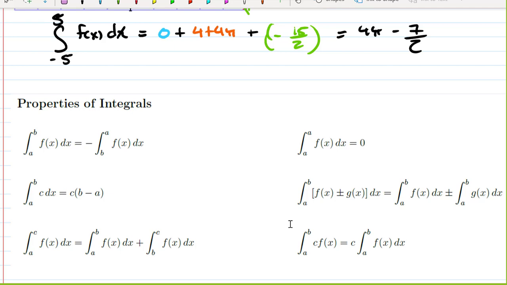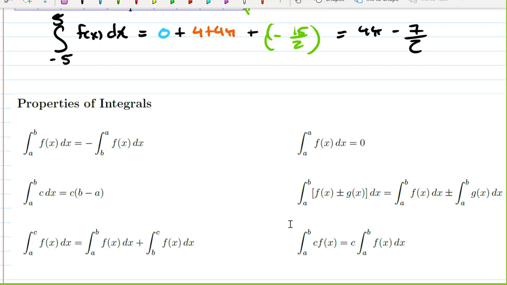Since integrals are defined in terms of Riemann sums, we can break up integrals over sums and differences. So the integral of f of x plus g of x is the same as the integral of f of x plus the integral of g of x.